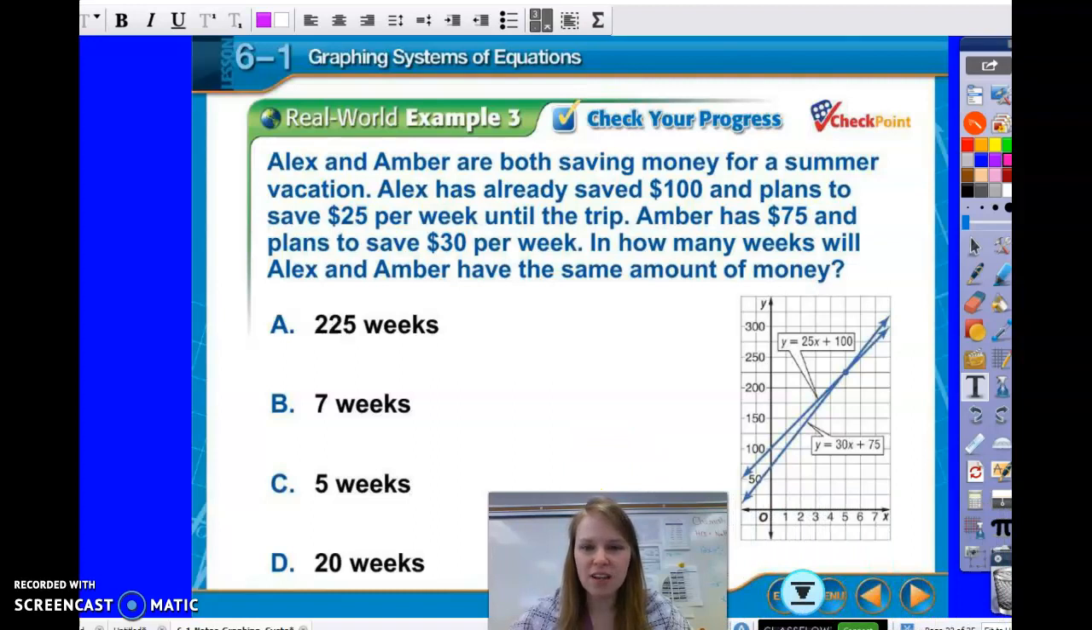All right, Alex and Amber. So they're both saving money for summer vacation. So Alex already saved 100, but plans to save 25 per week. Amber has already saved 75, but plans to save 30 per week. So you're going to pause right here, see what you can do. See which one your choice is, and then hit play when you're ready to compare with me.